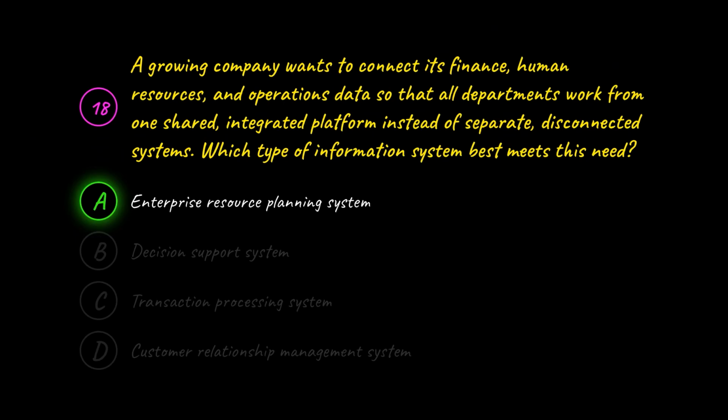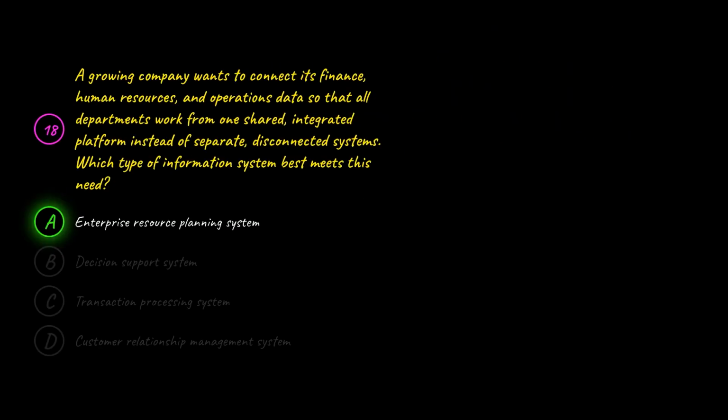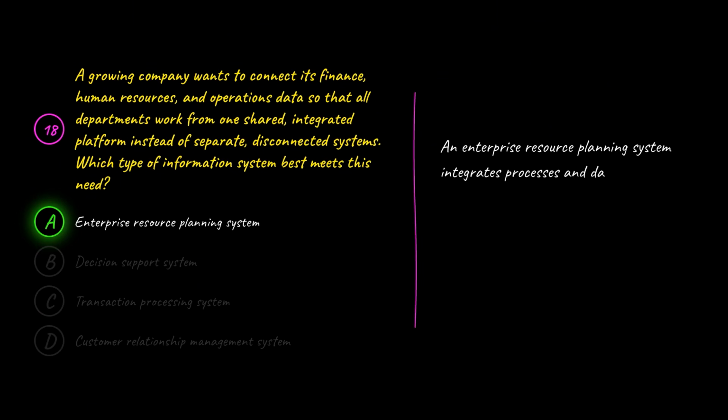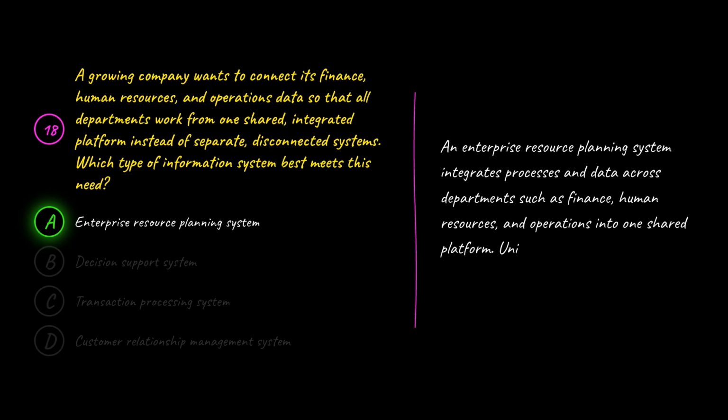The correct answer is A. Enterprise Resource Planning System. A is correct because an enterprise resource planning system integrates processes and data across departments such as finance, human resources, and operations into one shared platform. Unifying separate departments onto a single system is exactly what the system does.